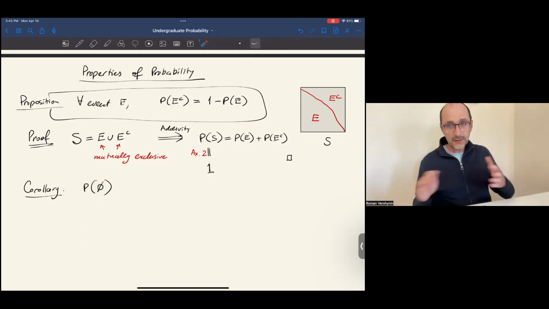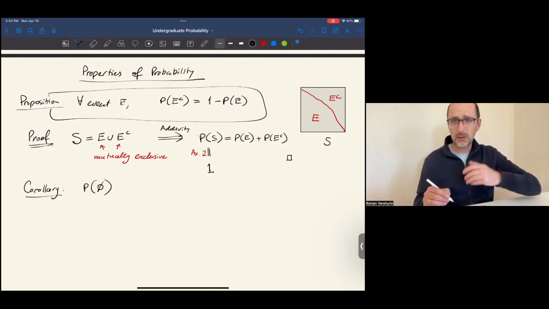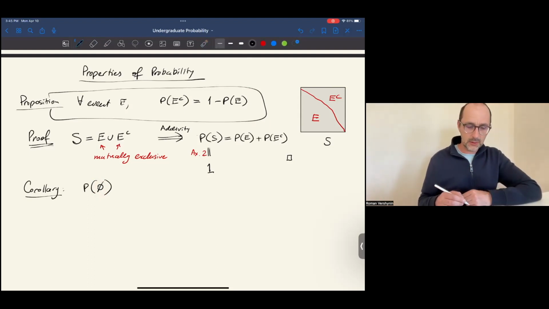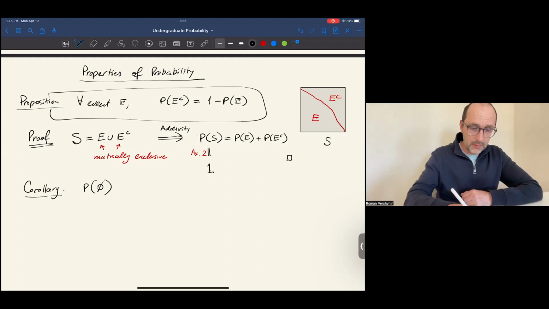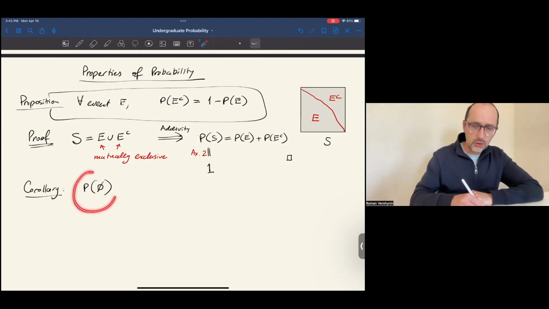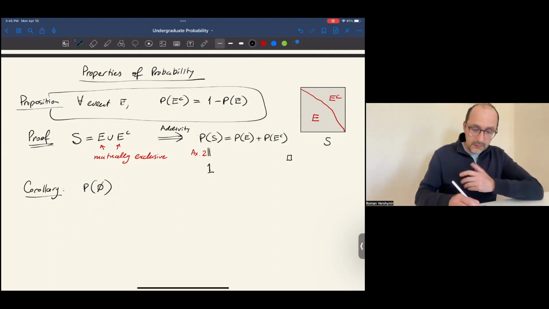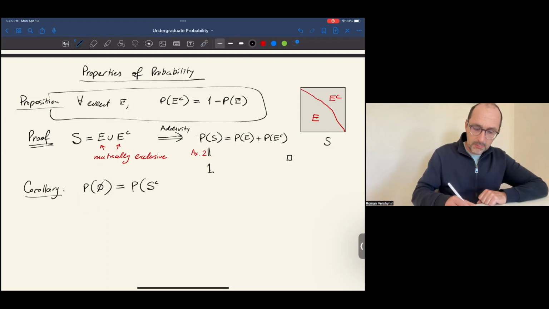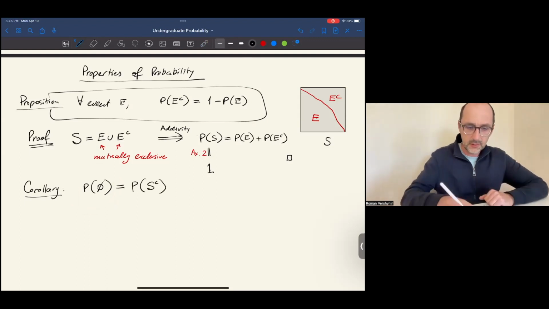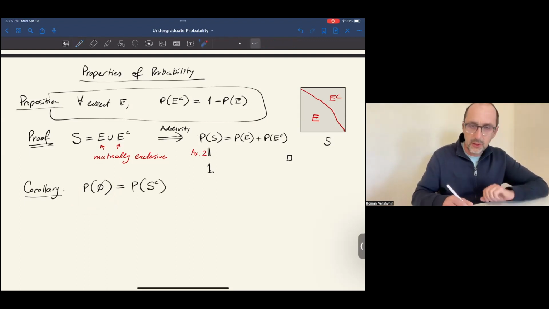Probability that nothing happens at all, that no outcome happens. Well, it can't be. The experiment must result in some outcome. So something must always happen, and that probability should be equal to 0. Let's see that formally. The empty set is the complement to the full set. Remember, the complement contains all the outcomes that are not in S. S contains all of them, so the complement to S is just the empty set.